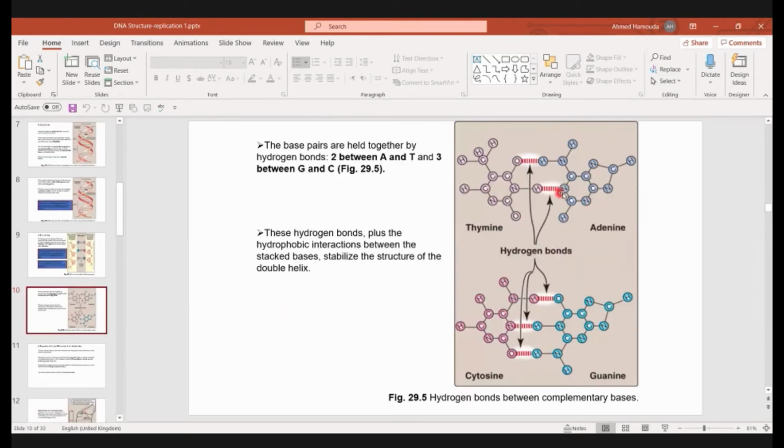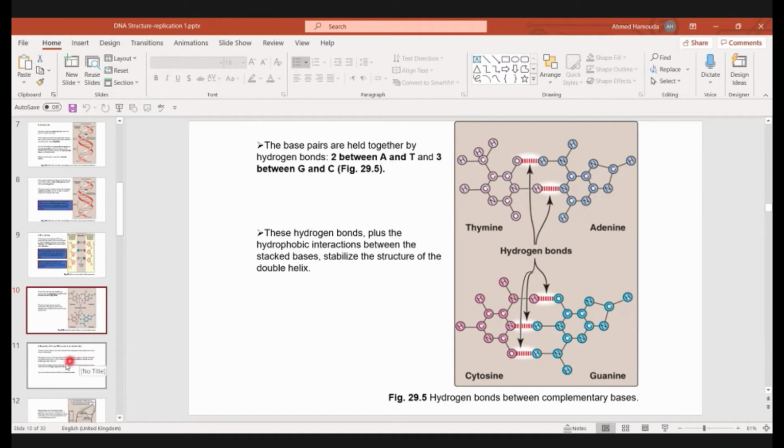The bases, as I mentioned, are linked together by hydrogen bonds, and 2 between A and T. This is thymine and adenine. As you can see, there are 2 hydrogen bonds. And for cytosine and guanine, you have 3 hydrogen bonds. So obviously and clearly, the cytosine-guanine bonds are stronger than the thymine-adenine.